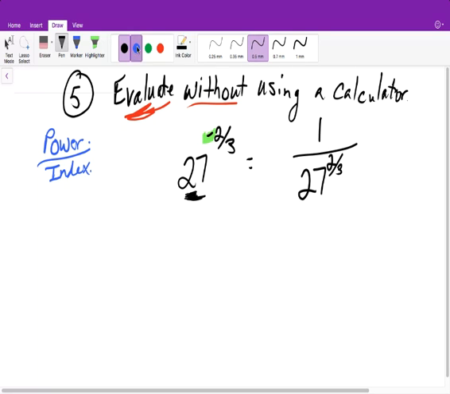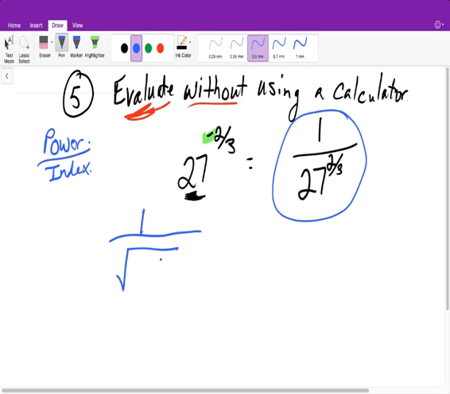So now we're going to go ahead and rewrite this using a radical. So it's 1 over, I'm going to put the radical sign. The base is a number that goes on the inside. Our power, remember, it's power over index, so our power is 2, so this is being squared. And our index is 3. Remember, the reason why we're doing this is because it's easier for us to take the root of a number than it is to square these numbers.